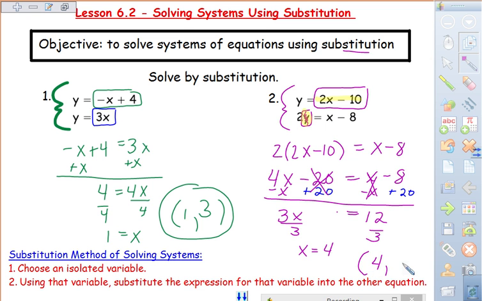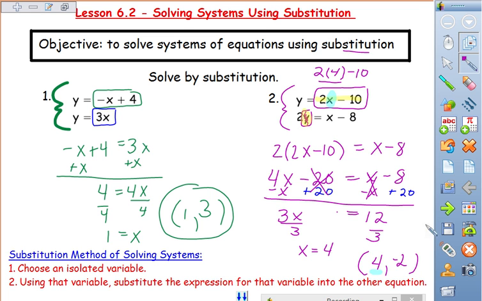Remember, we're looking for an ordered pair that satisfies both equations. So now we're figuring out where we should plug this 4 in. Well, I like the top equation better because it is simplified. This is my x value, so I'm going to plug it in for my x value. So I get 2 times 4 minus 10. 8 minus 10 is negative 2. So this is the skill I'm going to be teaching you today, solving a system by substitution.